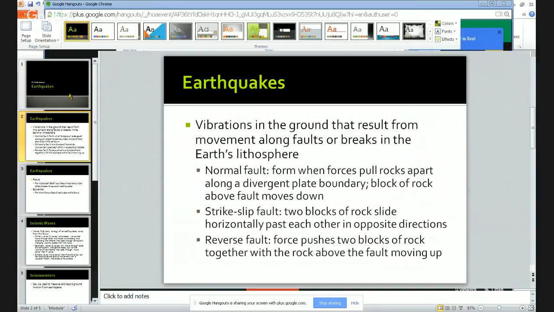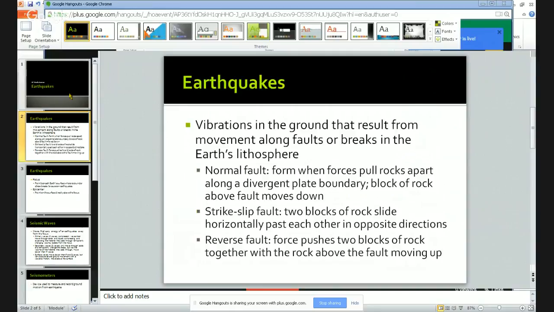And then your reverse fault is the third type of fault, where the force is going to push two blocks of rock together and one of the rocks ends up moving up. So that would be kind of like the compression forces. So you're going to have two plates pushing together and then one of the plates or rocks goes up. So that's going to be along a convergent boundary.